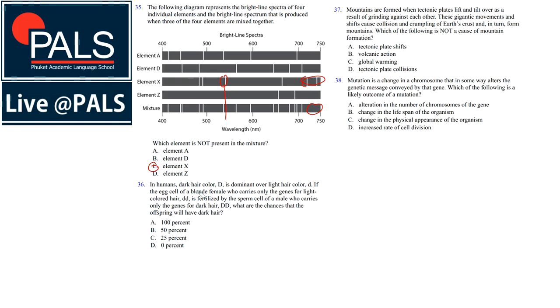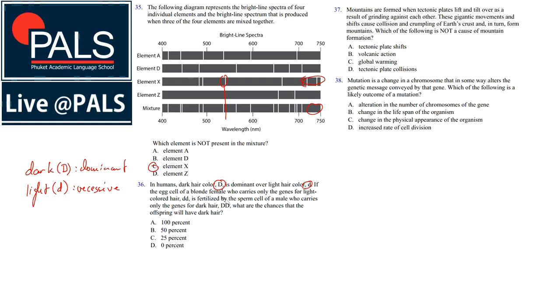In humans, a dark hair color, big D, is dominant over light hair color, small d. So that means dark D is the dominant trait and light hair, small d, is the recessive trait. In questions like this, I would always write this information down, organize the information.